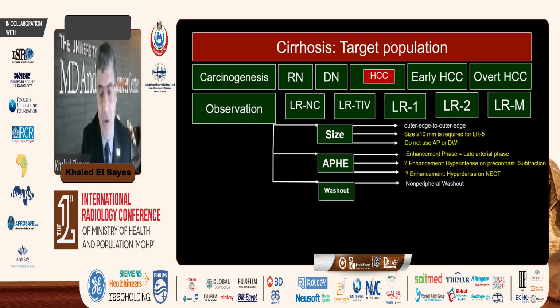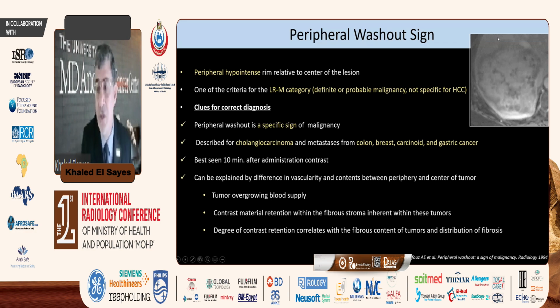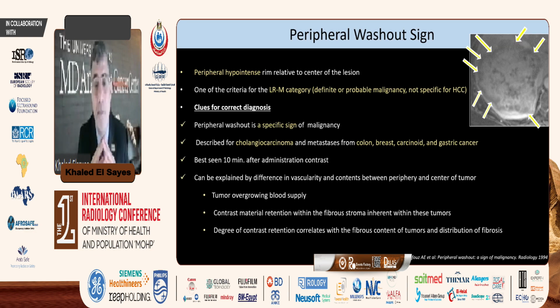We're moving to washout, and we describe it as non-peripheral washout. Why non-peripheral washout, guys? Because this is a case of peripheral washout. If you see a case like this, which has a hypointense rim relative to the center of the lesion, like what we see here, and what has been described here in the delayed phase at 10 minutes. It was described actually by Dr. Ahmed Mahfouz in 1993 in Radiology, but still it's a pertinent sign which is called peripheral washout.